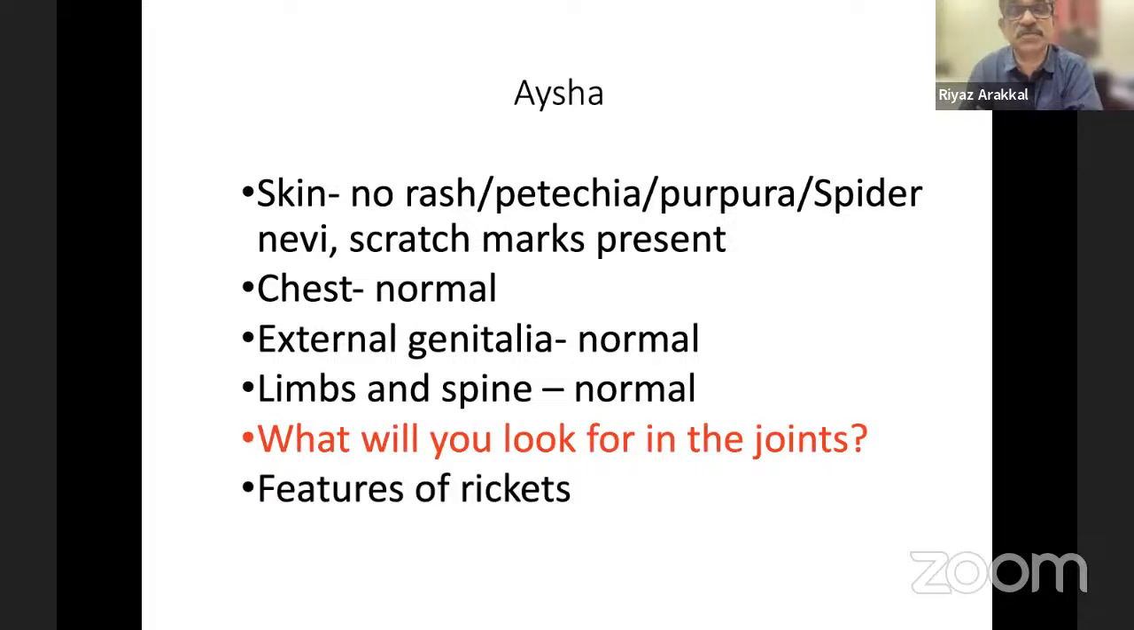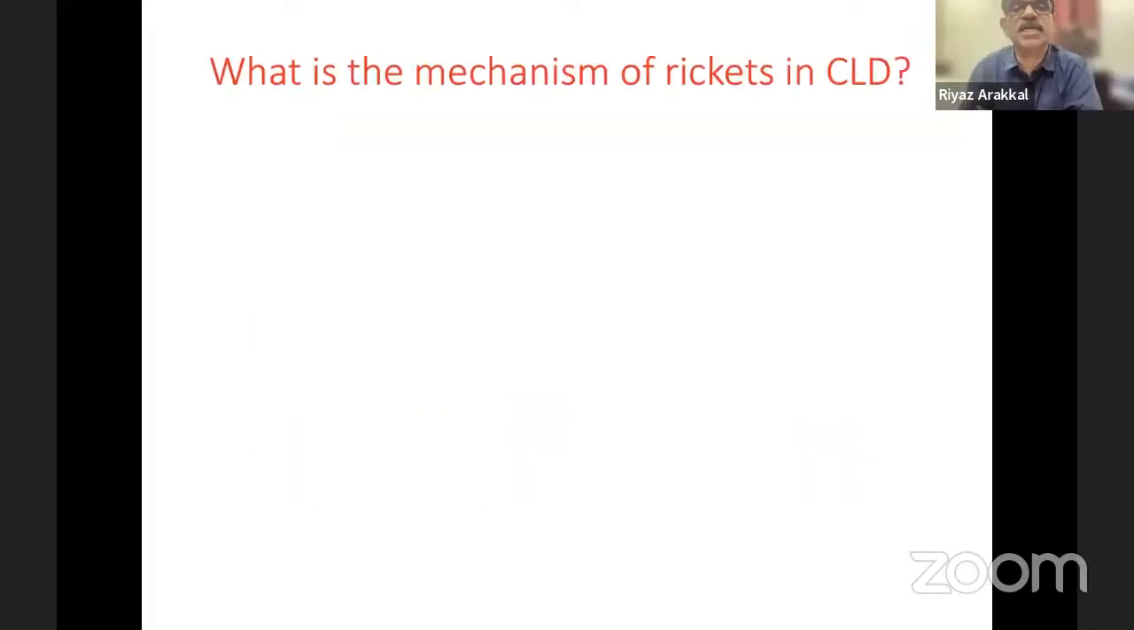Sometimes there may be features of rickets, like wrist widening. Yes, you look for features of rickets. What are the mechanisms of rickets in chronic liver disease? Why do you get rickets in chronic liver disease?